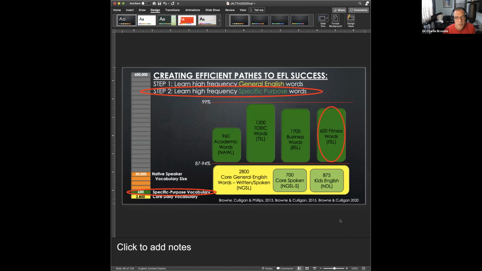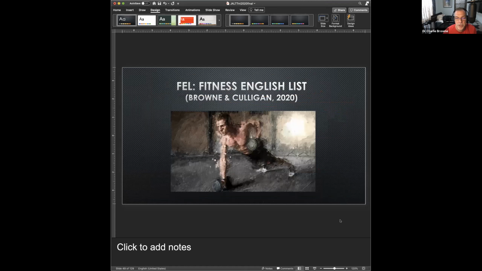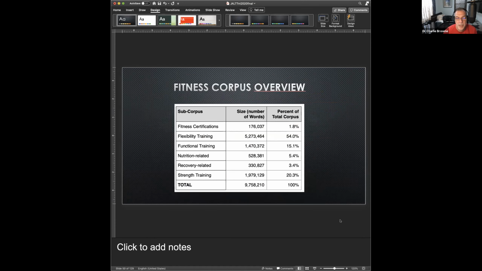About a month ago, we published another list called the Fitness Word List. This was related to a consulting project I was doing. Basically, it's for a chain of gyms that was opening in Japan, and they wanted to conduct all activities in English. They wanted it to be an English medium gym, and they wanted to identify the high frequency words for fitness English. And so what I did is I created a 10 million word corpus, looking at various fitness materials, fitness videos, fitness texts.